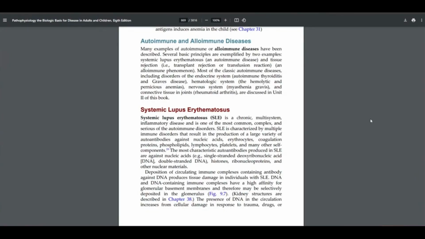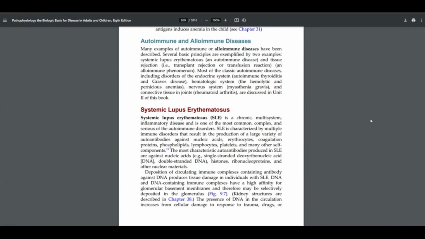So, autoimmune and alloimmune diseases. Many examples of autoimmune or alloimmune diseases have been described. Several basic principles are exemplified by two examples: systemic lupus erythematosus, an autoimmune disease, and tissue rejection, the transplant rejection or transfusion reaction, an alloimmune phenomenon.